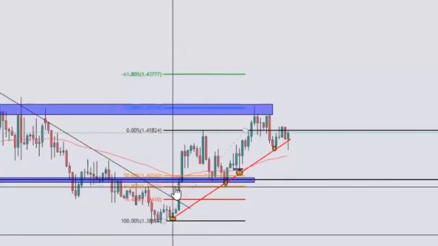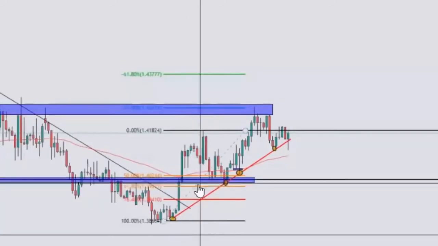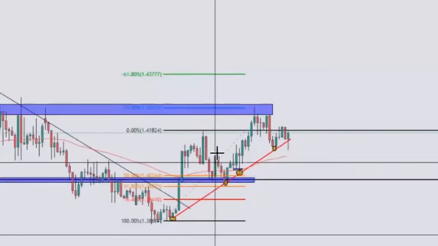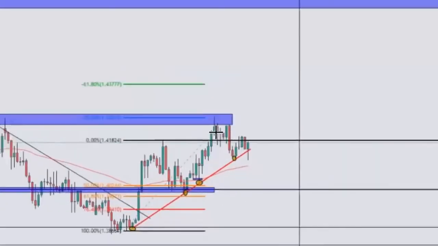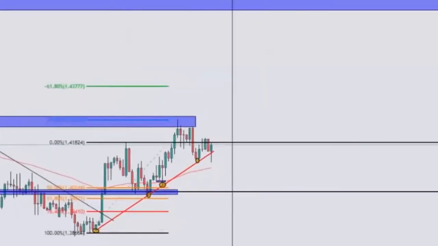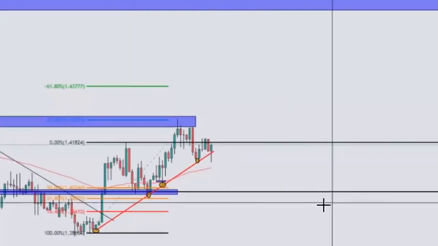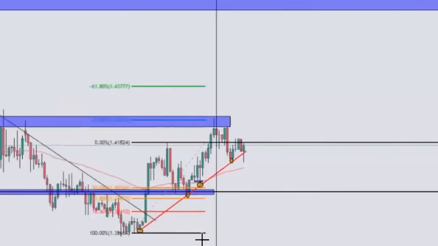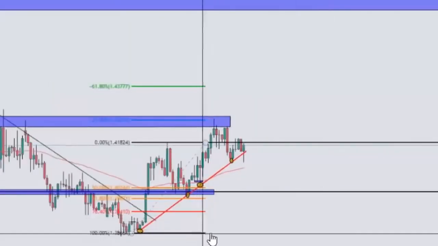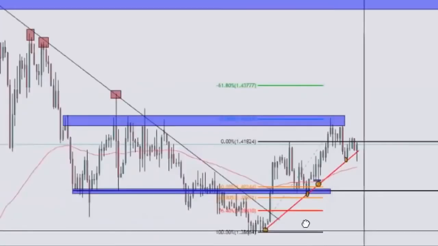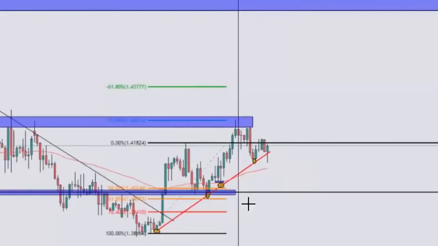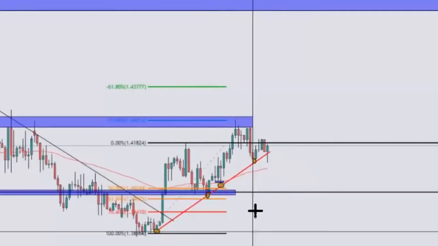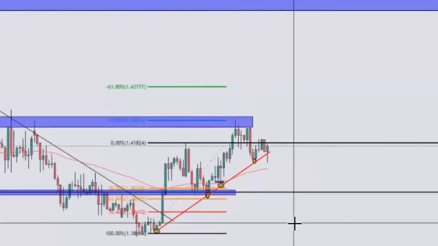I usually want to have my entries at the 61.8. But depending on if price is showing rejection on the 50, I will also enter. So you draw your fib from the lowest low, including the wick, to the highest high, or the most recent high. So I was definitely looking for buys at this area. I did take a buy just right here.